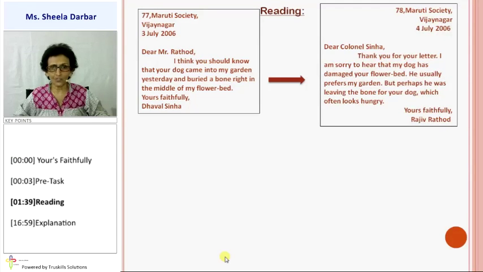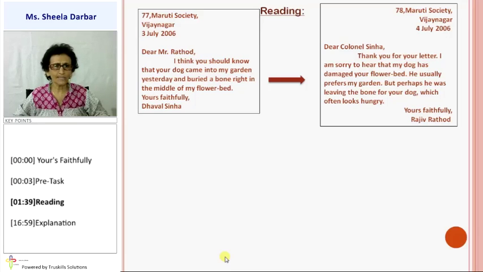In answer to this question, Mr. Sinha gets a reply from Mr. Rathod. Now look at the address. This gentleman has written the address on the right hand side. Date is also on the right hand side. And even signing out is on the right hand side. So keep this in mind. Whatever format you follow, the entire thing should be uniform.